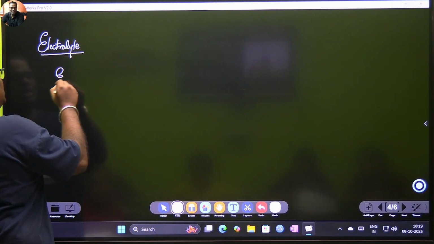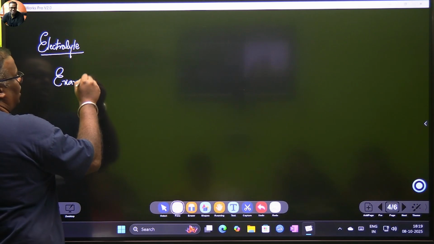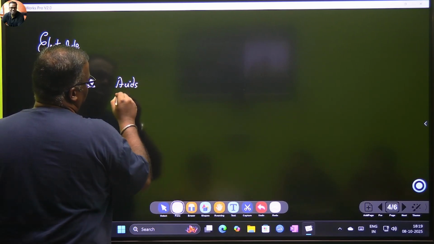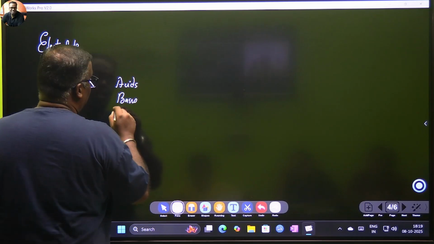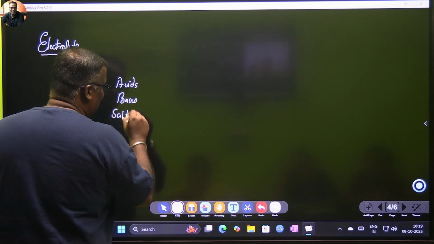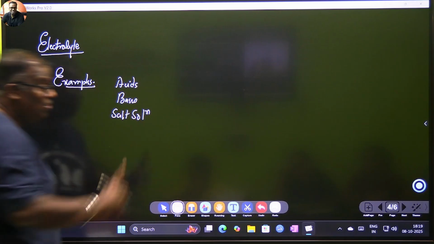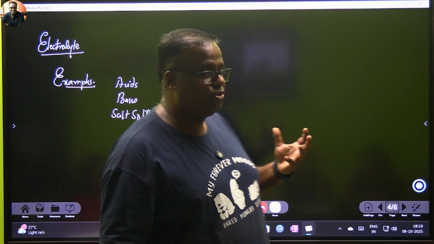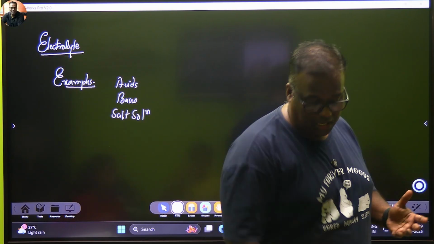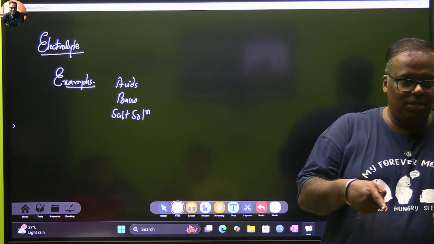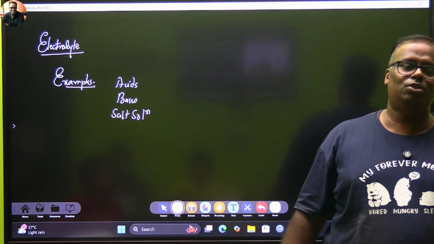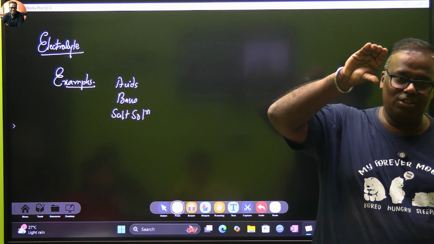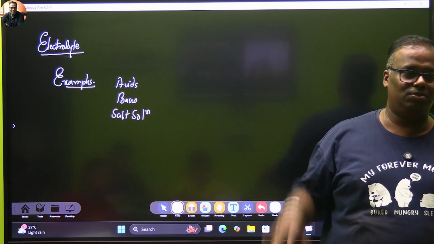Now we come back to grade 8 and the examples of electrolytes. The examples of electrolytes are acids, bases, not salt. If you write salt, you will get a 0. Salt solution. If you take a bowl of common salt or table salt and put two electricity probes on it and ask somebody to touch that, he will get no shock as long as there is no moisture. But if you now start putting water on that salt, immediately the electricity will start conducting.